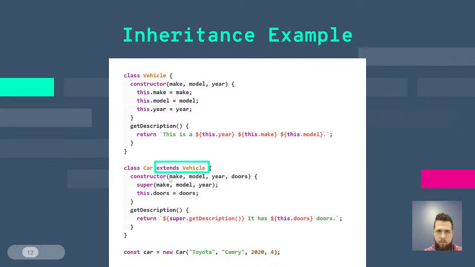So we're going to override vehicle's constructor, but we're going to take vehicle's 3 properties, make, model, and year. We're going to set those, and we're going to add on one more property using the this keyword, which is doors. So now we have make, model, year, and doors. Also, in this example, we're overriding the get description function, but more about that later.